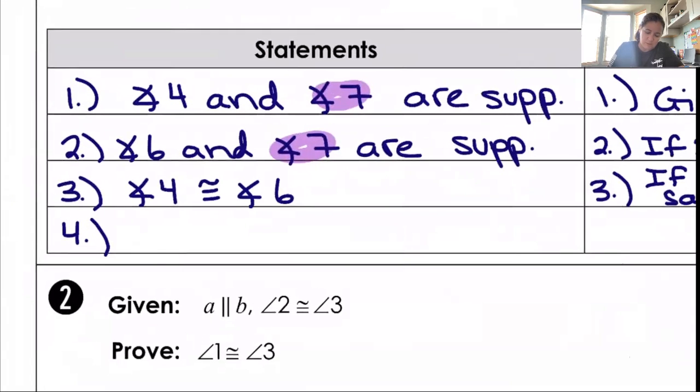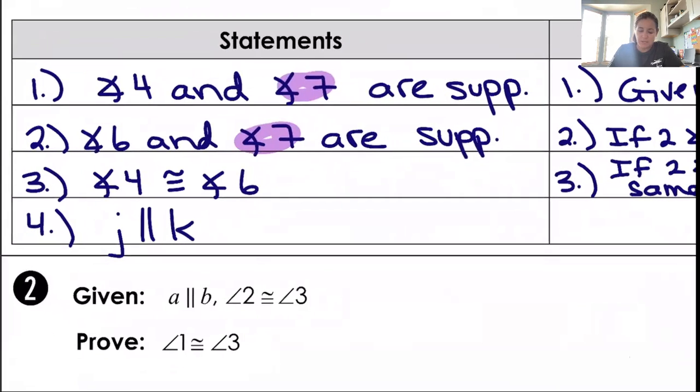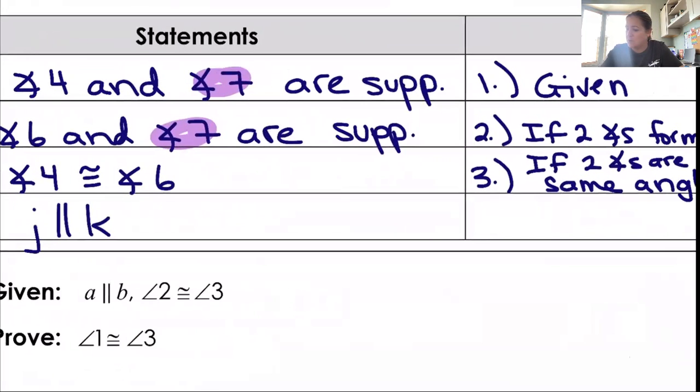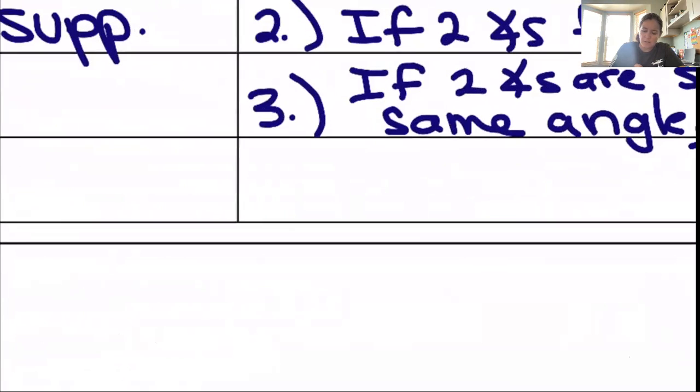So let me write my statement here. J is parallel to K. And then here you have two bullets, and we're looking at the first one, the second one. Two lines are cut by a transversal so that a pair of alternate interior angles are congruent. Then the lines are parallel. So that's the second bullet there. I'm going to kind of shorten that up a little bit.